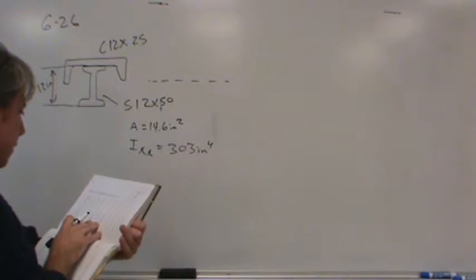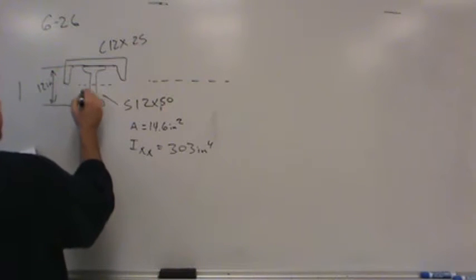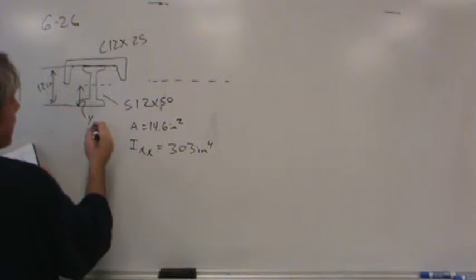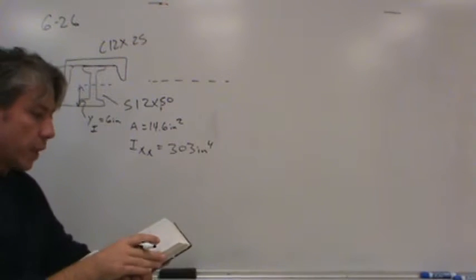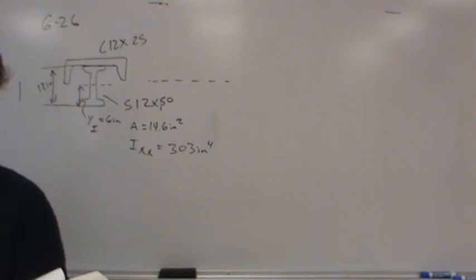The other thing I want to find out is the location of the centroid. That would be up at 6 inches. So let's just jot that down while we're here. So Y sub, let's just use I for I-beam, is 6 inches from the bottom. Okay, I think that's all we need. If we need more, we can come back to the page.